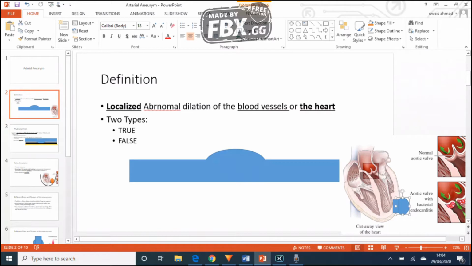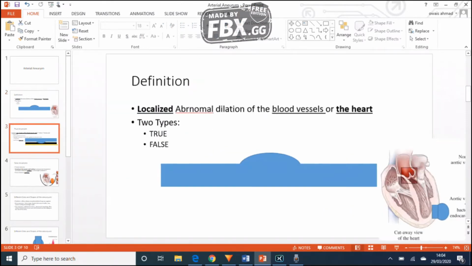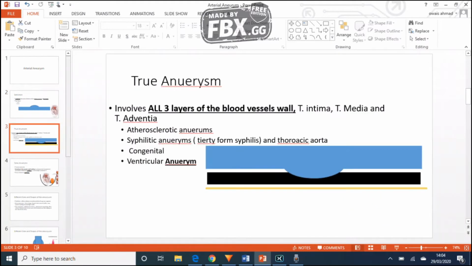Aneurysms can be true and false. Like I said, there can be two types. A true aneurysm can just be a dilatation, but the keyword over here is all three layers of the blood vessel wall. Why all three layers? Because if it involves all three layers of the blood vessel wall, it's a proper balloon-like dilatation, and it's not a rupture. If you don't say all three layers of the blood vessel wall, you're basically just saying it's a dilatation. But if you see all three layers of the blood vessel wall, you're referring to a true aneurysm.